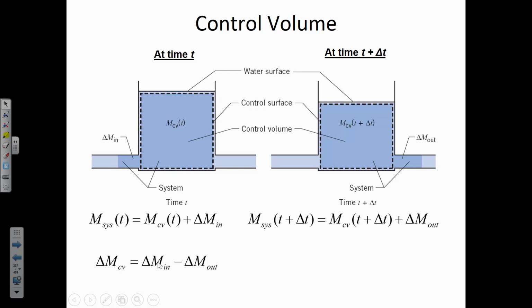So here we're saying that this system is either accumulating inside of the control volume, or it's the difference between the in and the out. So the change of mass in the control volume over time is the mass flow rate in minus the mass flow rate out. And so accumulation is in minus out.